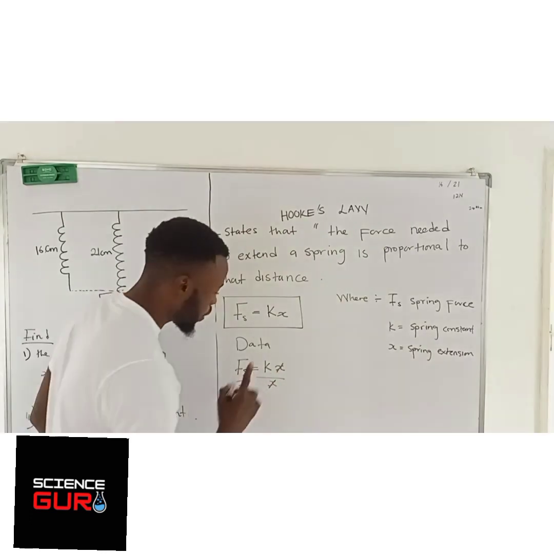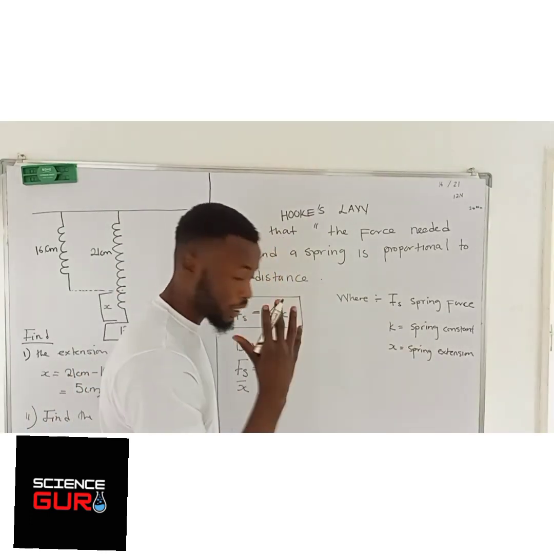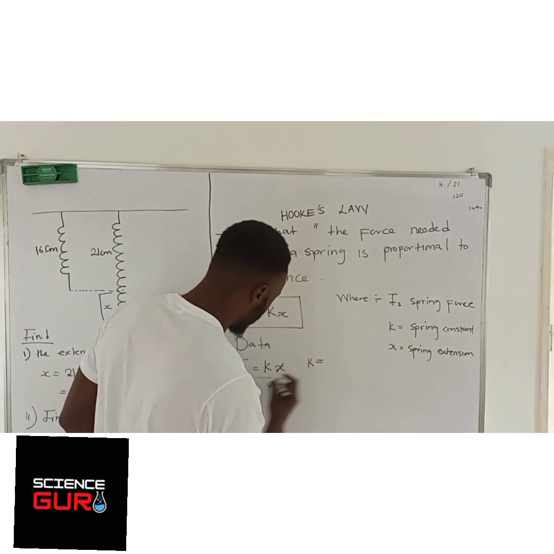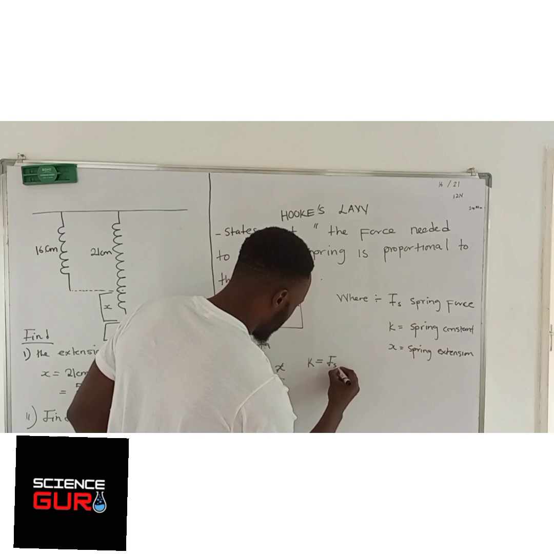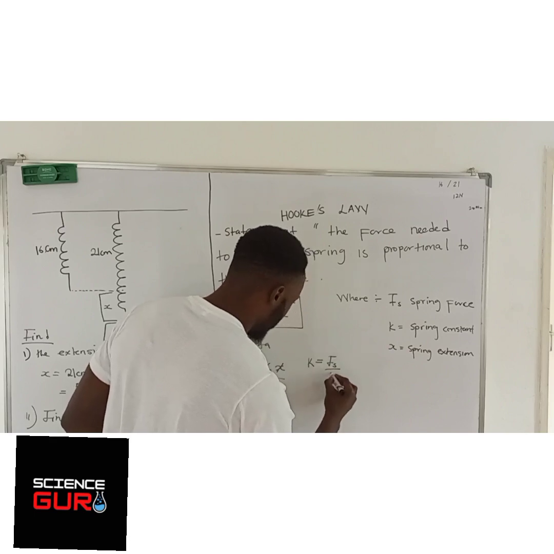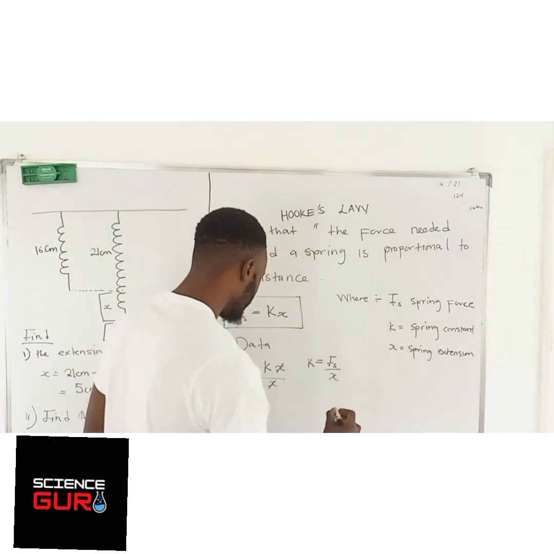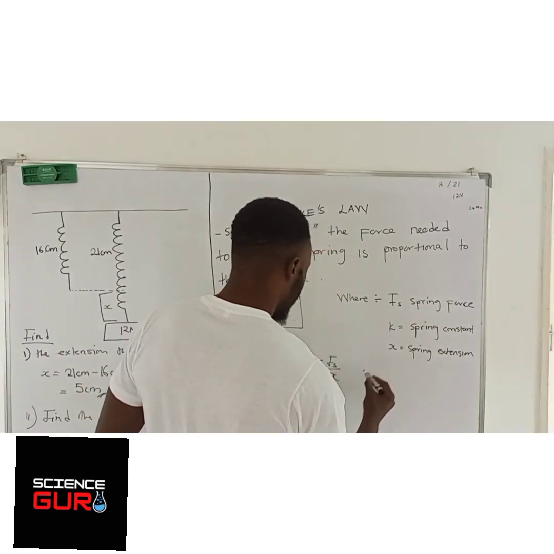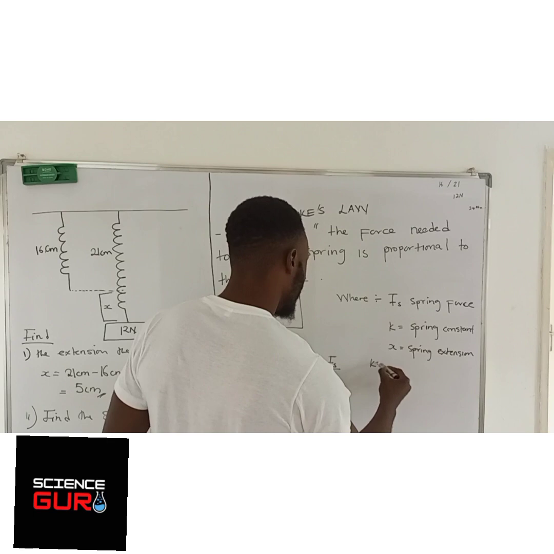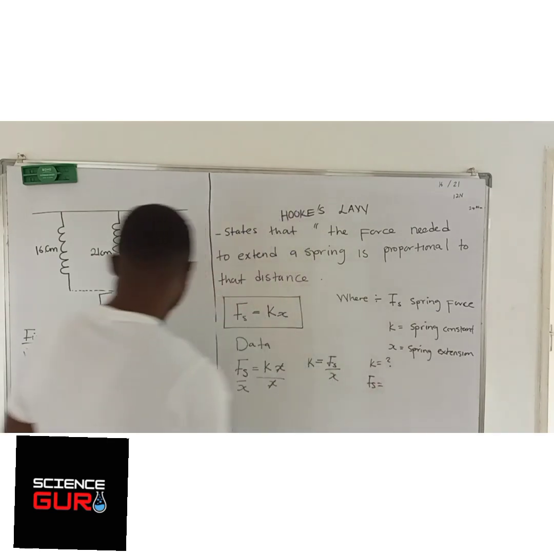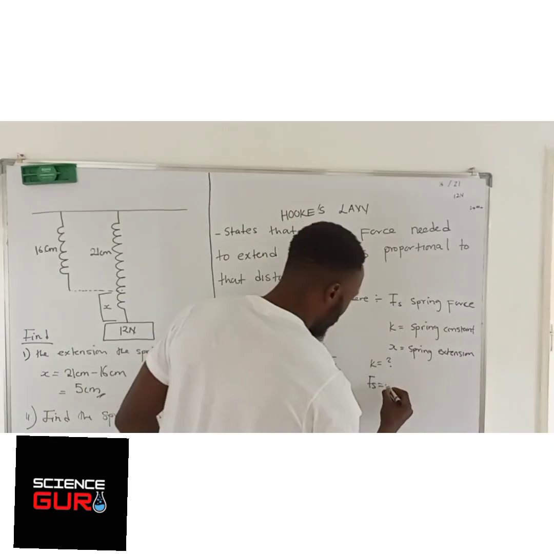Are you with me, guys? Follow me well. This is for your exam. Then you say your K is equal to the spring force over the extension. Then you get your data. You have the K, you're trying to find the K, then the force of the spring, they've given you to be what? 12 newtons.